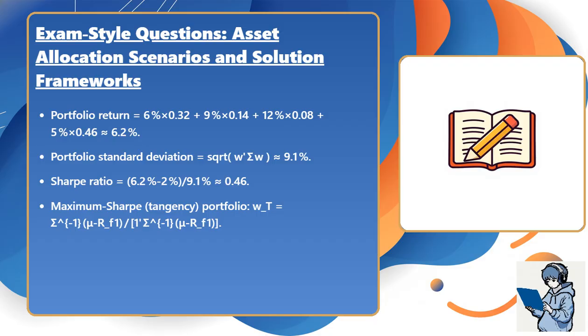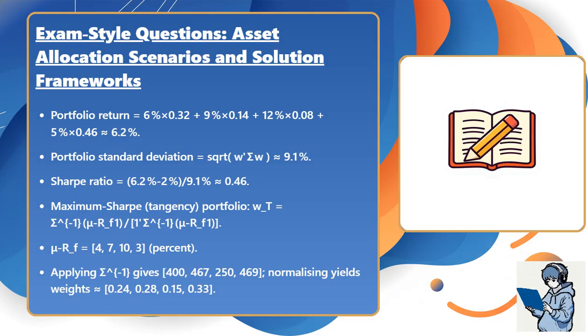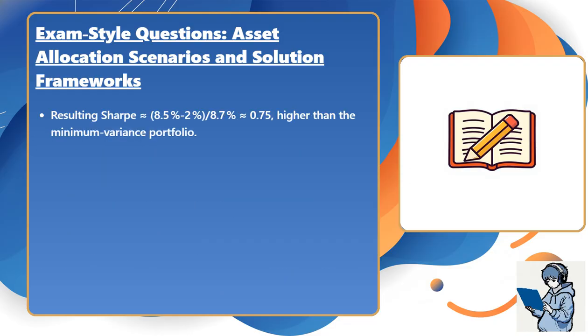Maximum Sharpe tangency portfolio. W_T equals Σ inverse times (mu minus risk-free rate times 1), divided by 1 transpose Σ inverse times (mu minus risk-free rate times 1). Mu minus risk-free equals 4, 7, 10, 3%. Applying Σ inverse gives 400, 467, 250, 469. Normalizing yields weights approximately 0.24, 0.28, 0.15, 0.33. Resulting Sharpe approximately 8.5% minus 2% divided by 8.7%, approximately 0.75, higher than the minimum variance portfolio.